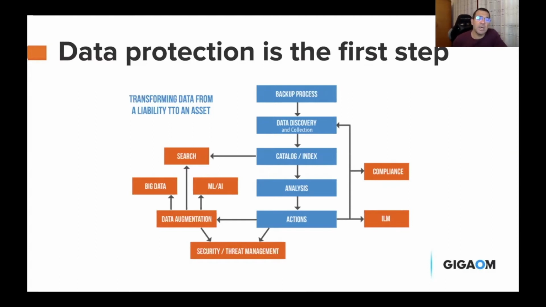All these actions and steps are made by the data management software. Okay, and then of course there are several additional steps that can be taken if necessary. So we can think about information lifecycle, compliance, search, data augmentation for other projects, security and whatever. So as I said, this is a very continuous process, and the first step of the process is the backup.